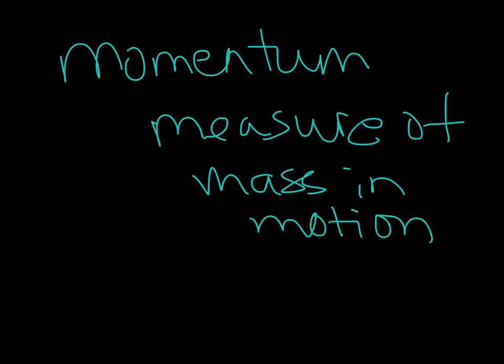Momentum is similar to inertia because inertia and momentum both have to do with the mass of an object. However, unlike inertia, momentum actually takes into account how fast that object is moving. So the formula for momentum is P, which is momentum, equals m times v, mass times velocity.